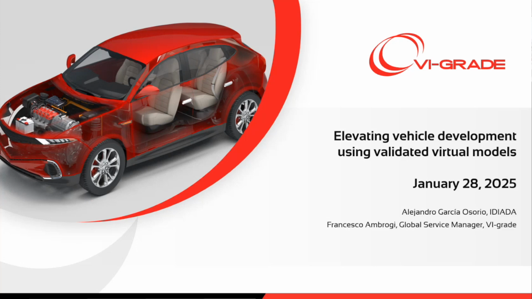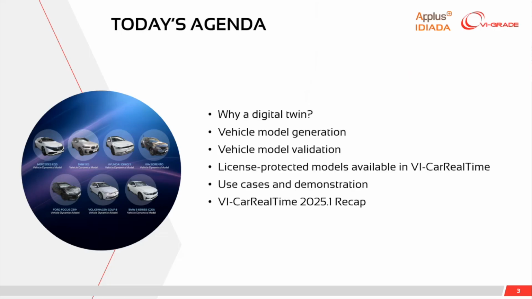So how can we further help our clients to achieve the very, very demanding targets that the market has right now, which is to provide better products in shorter times? So with this in mind, that's how the different virtual vehicles are born. So we'll be seeing today what is a digital twin, why do we need them, how we have generated the different vehicle models and the different virtual models that we have available, which are already embedded in VI-CarRealTime. We'll see how we validate those models and how to use them on VI-CarRealTime with a demonstration.